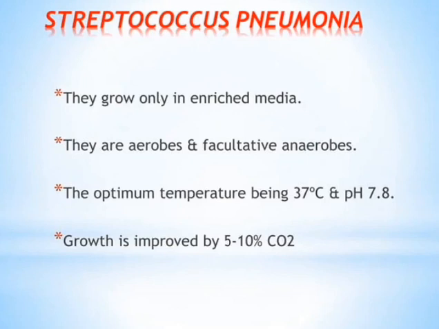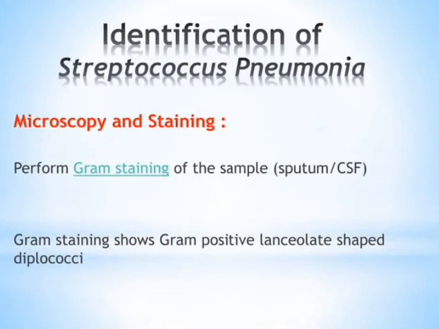Streptococcus pneumoniae grow only in enriched media. They are aerobes and facultative anaerobes, the optimum temperature being 37 degrees Celsius and pH 7.8. The growth is improved by 5 to 10% CO2.